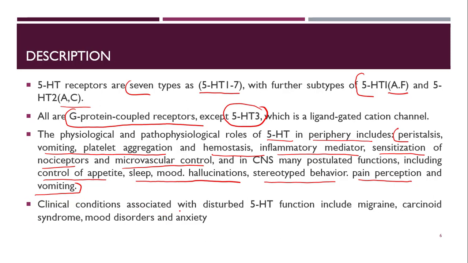So the clinical conditions which are associated with disturbed 5-HT function include migraine, then carcinoid syndrome, which is a tumor of the cells of the gastric mucosa, then mood disorders, and anxiety. In all these conditions, it was found that there is some abnormality of the serotonergic system.